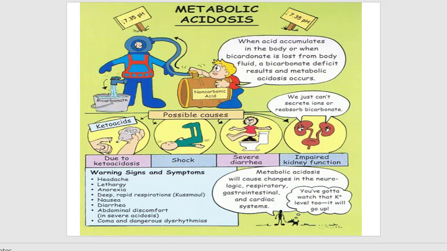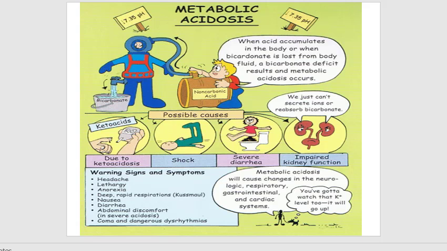Okay, another thing is shock. So what does shock have to do with metabolic acidosis? Remember what I told you about lactic acid and hypoxemia. Okay, when your body is in a hypoxemic state, as in shock, remember with shock you usually have a drop in blood pressure. If you have a drop in blood pressure, you have decreased oxygen perfusion to your body's cells.